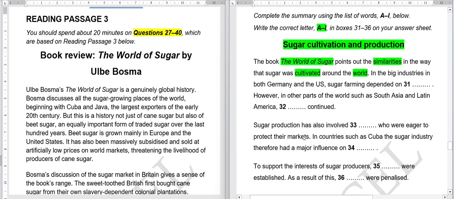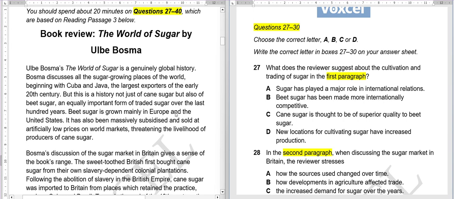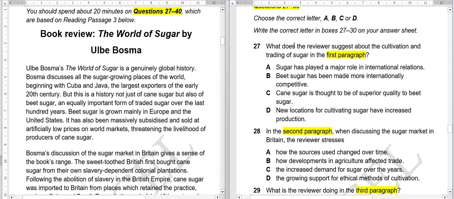Clear? Now we're going to read the first question, the 27th question, because we are 100% sure that this information will be given in the first paragraph. So, let's read this particular question. What does the reviewer suggest about the cultivation and trading of sugar in the first paragraph? So we have to say what the reviewer suggests about the trading and cultivation of sugar.